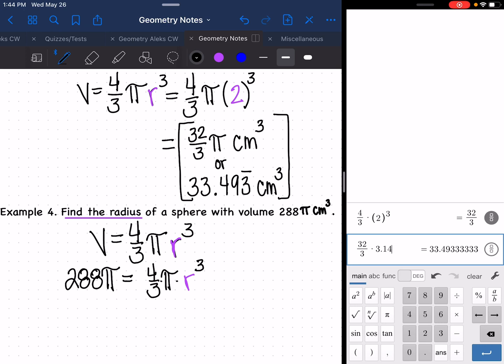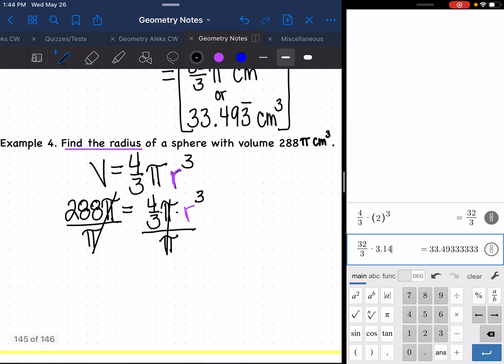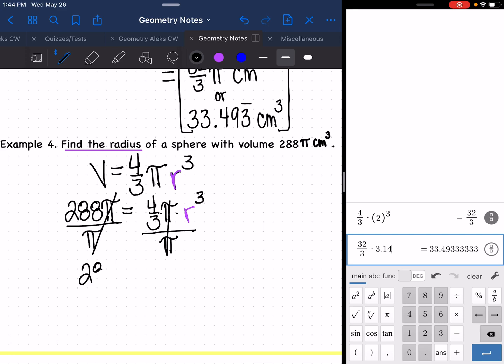Now this one I'm going to do a little bit differently because of the fraction 4/3. I'm going to go ahead and divide both sides by pi first. It's going to eliminate my pi on both sides. And now I can deal with the fraction. To get rid of a fraction, the quickest thing to do is to multiply by its reciprocal. So I'm just going to take that fraction and flip it, 3/4, and that will cancel this out. What I do to one side, I must do to the other.